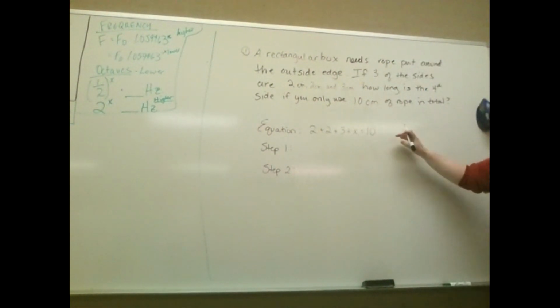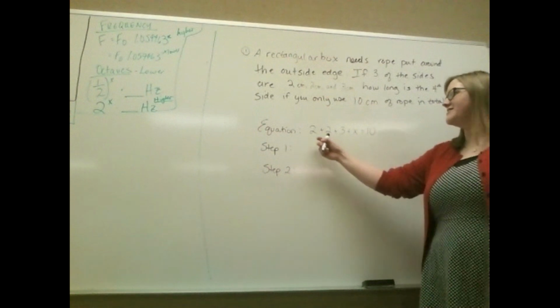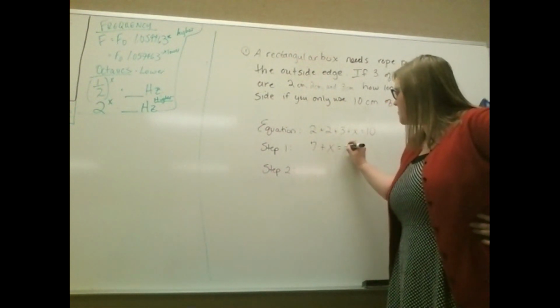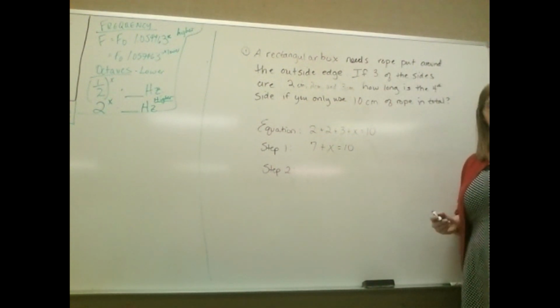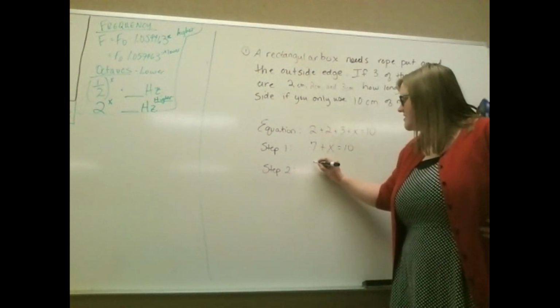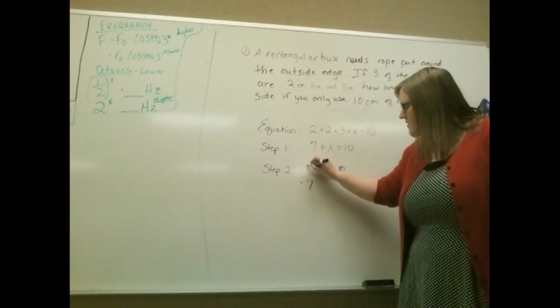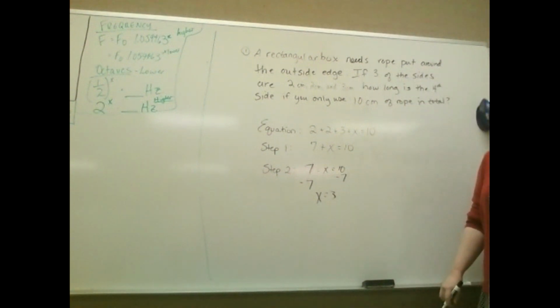All right, so Chance, what would be the next? How would we solve for x? What would be step one for that? Just add them together. So what does that give us? 7. Okay, 7 plus x equals 10. All right, Lisa, what should we do next to solve for x? Subtract 7 from both sides. I'll write it down here. So subtract 7, and we get x equals 3.